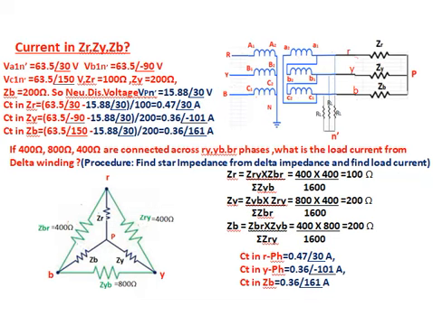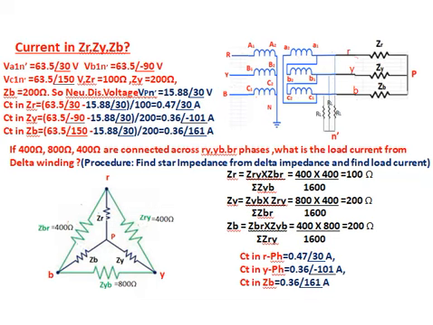If the neutral displacement is not there, the current in each phase will be equal. If 400 ohms, 800 ohms, 400 ohms are connected across RY, YB, BR phases, what is the load current from the delta winding? That is, delta is connected to the delta. How to find out the current? Procedure: find star impedance from delta impedance and find load current.